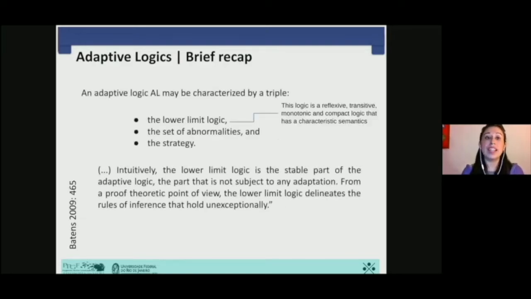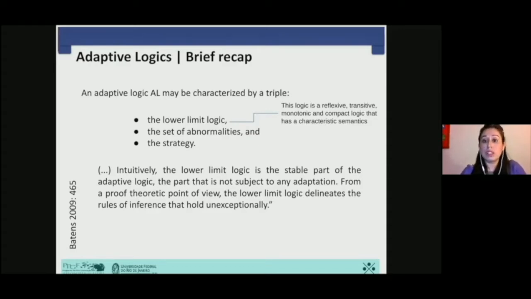That said, an adaptive logic might be characterized by a triplet. First, the lower limit logic, which is going to be the most stable part of the adaptive logic. This logic has to be reflexive, transitive, monotonic, and compact, and have a characteristic semantics. Second, a set of abnormalities that we are going to determine beforehand, and third, a strategy that we are also going to choose beforehand. The most standard strategies are minimal abnormality, if you want to be very conservative, or reliability, if you want to be more relaxed about what you want to get.